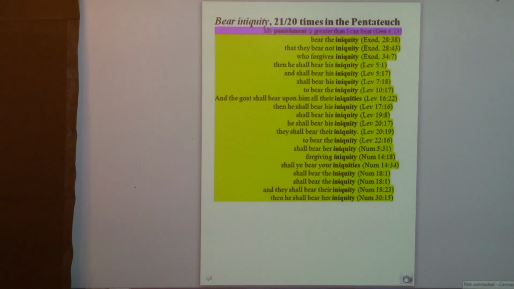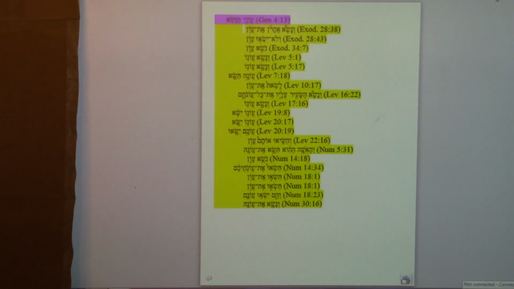To bear iniquity, 20 times, not sure about this one. Do we include the phrase in Genesis or not? "My punishment is greater than I can bear," says Cain. And then I've got 20 more times for iniquity. So is it a meter of 20, double decadal? Or is it 3 times 7? It's a difficult one to decide, so we put it all here. Let's let you see how the arrangement falls. There it is again.